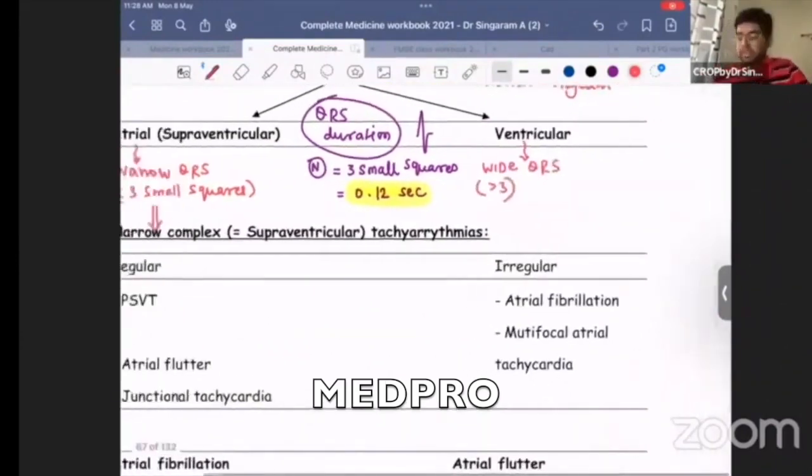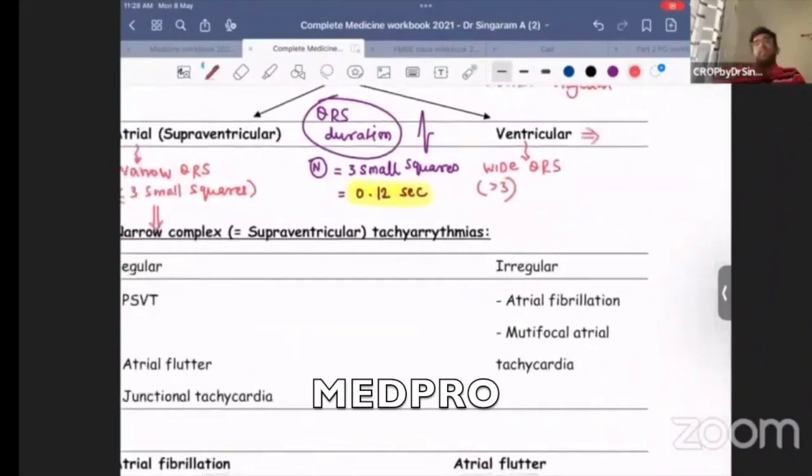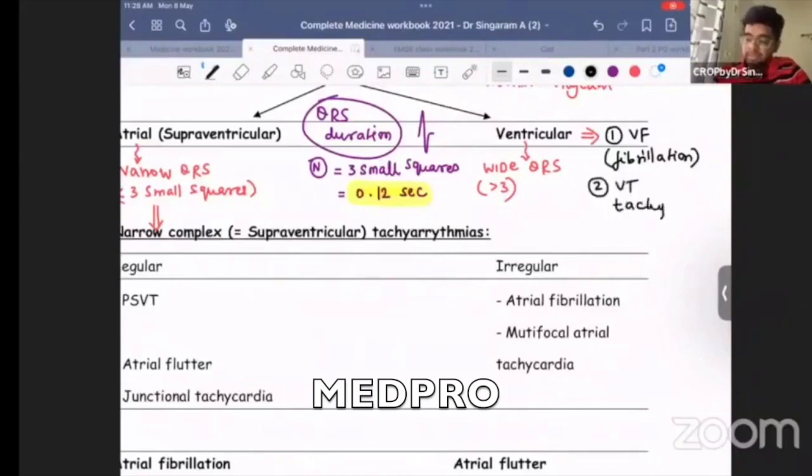Can any of you tell me any examples of ventricular tachyarrhythmias? Any idea? One is VF. What is that? Ventricular fibrillation. Any other thing? Number two, VT. What is VT? Ventricular tachycardia. These are two examples of ventricular tachyarrhythmias.